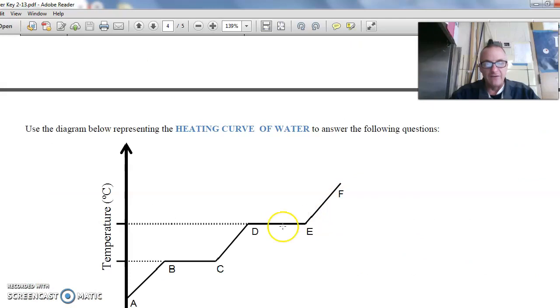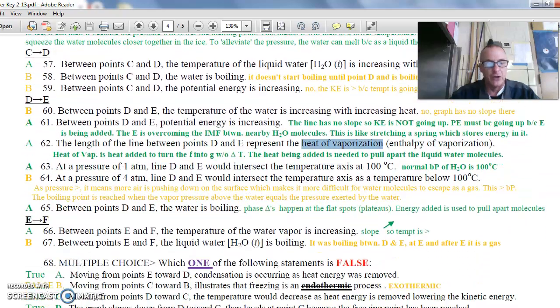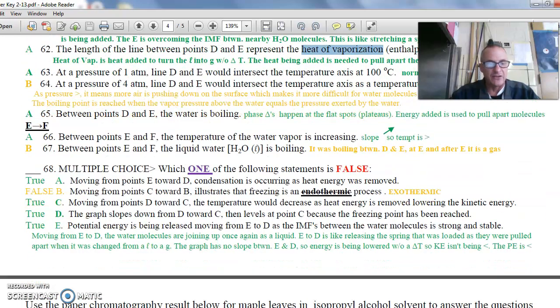No, between E and F, it's not boiling. Between D and E, it's boiling. Once it reaches E, they are all in gas state. It's no longer boiling. It's all a gas.